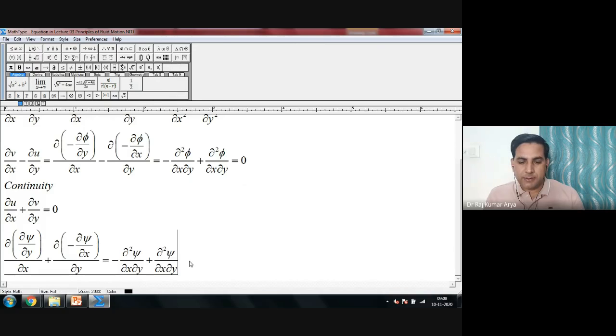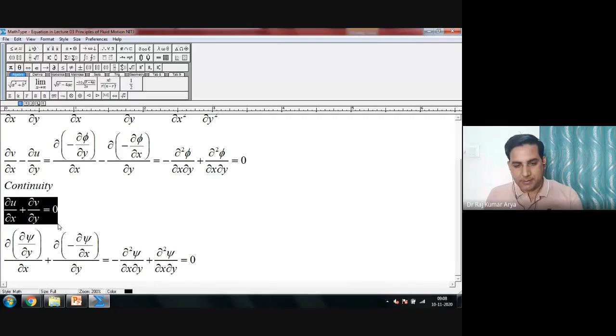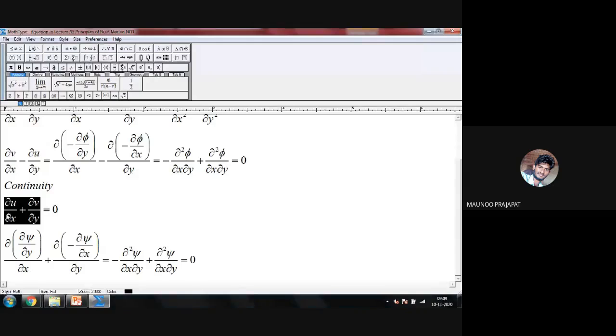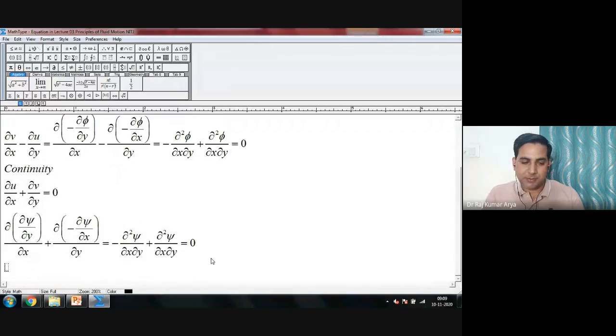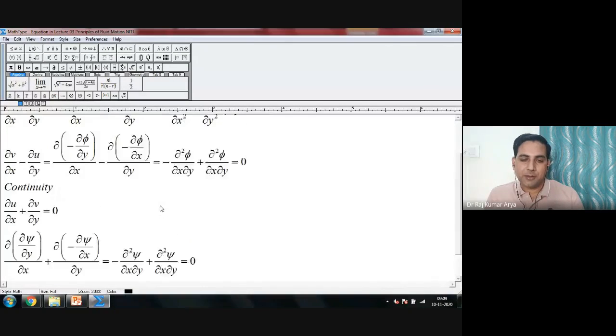So it is coming equal to 0. So your stream function satisfies your continuity. Let's say velocity potential, what will happen for that? Not satisfied. So these are the conclusions from your things.